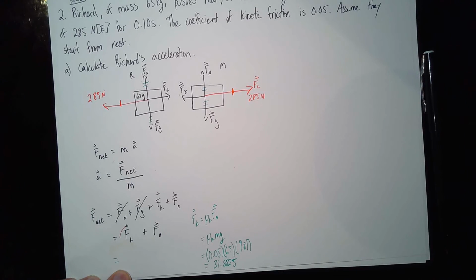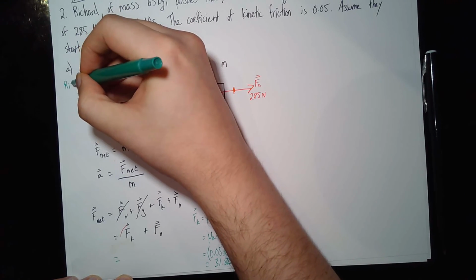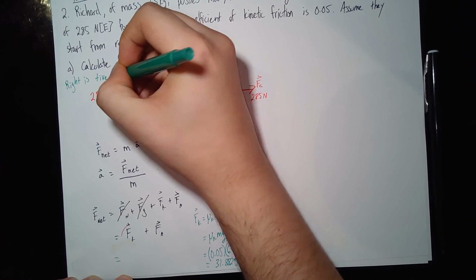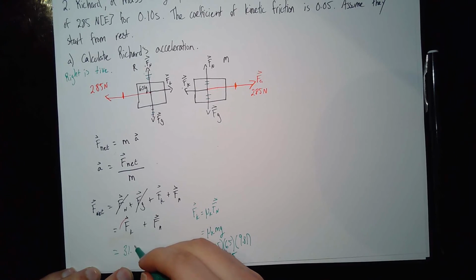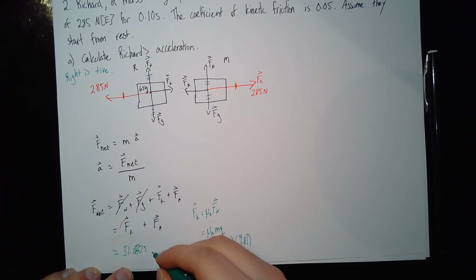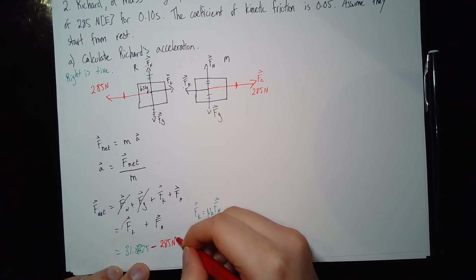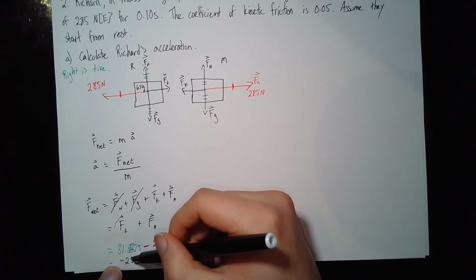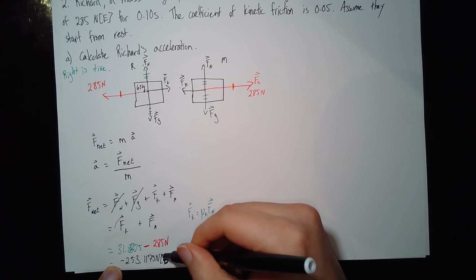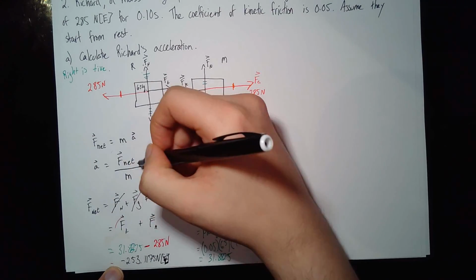Okay, so now when we put our numbers in, we have to be careful about the direction, right? So let's say right is positive. So what that means is that our force of kinetic friction is going to be positive. So that's going to be 31.8825. And our applied force is going to be in the negative direction. So we're going to subtract 285 newtons, which is negative 253.1175 newtons east, which is the same thing as positive 253.1175 newtons west, right? And so that makes sense. The net force is in the west direction, so we do expect our acceleration to end up being in the west direction.